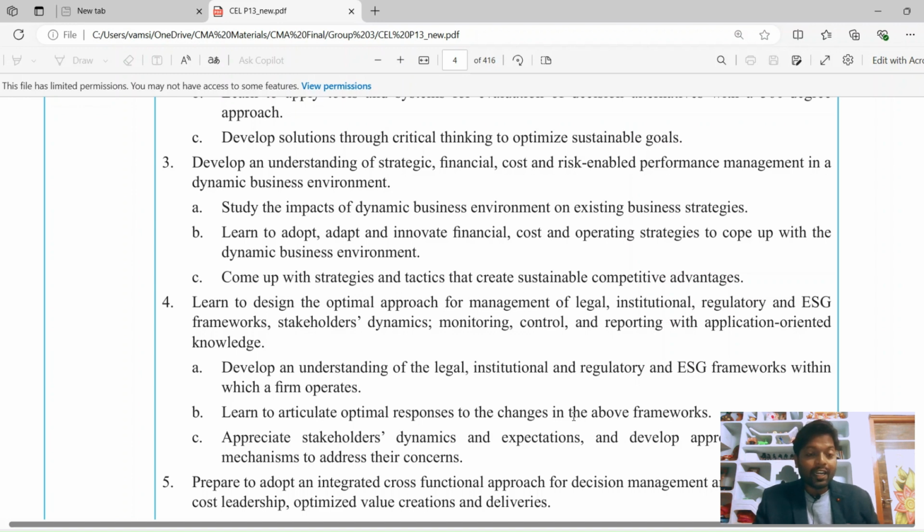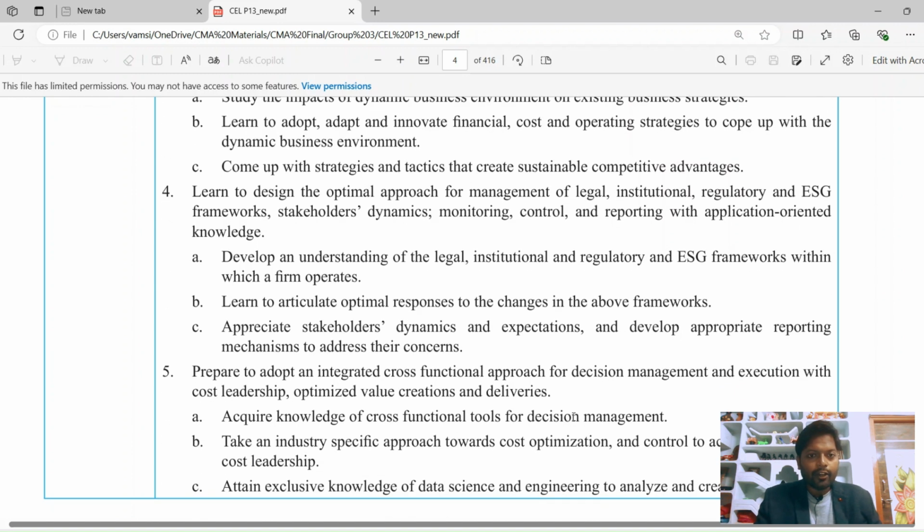So students should learn to adapt and innovate the financial, cost and operating strategies to cope up with the dynamic business environment. You should be involved, you should be measured with the business environment, and you are supposed to give the solutions to the businesses, and you should have the skills of cost and operating strategies, and also adapt and innovate financial solutions to the business environment.